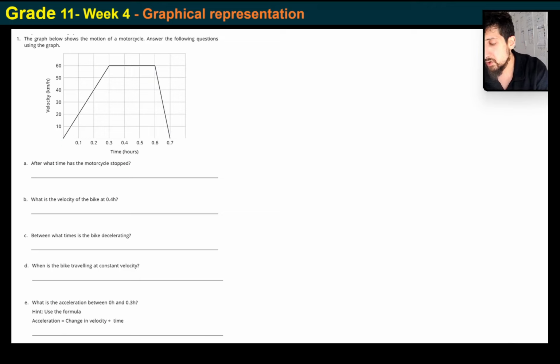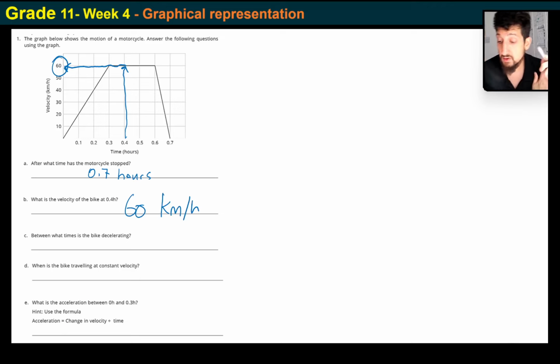So when did the motorbike stop? The motorbike stopped after 0.7 hours or 42 minutes. Doesn't matter what you write. What is the velocity of the bike at 0.4? You simply have to do this. What is the velocity of the bike? 60 kilometers per hour. Please don't forget your units.